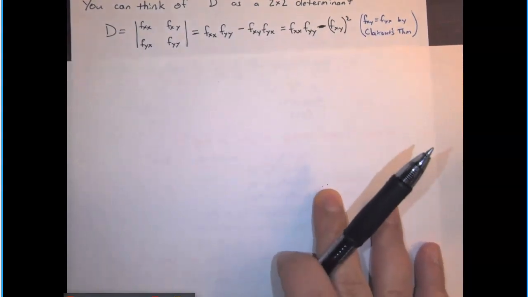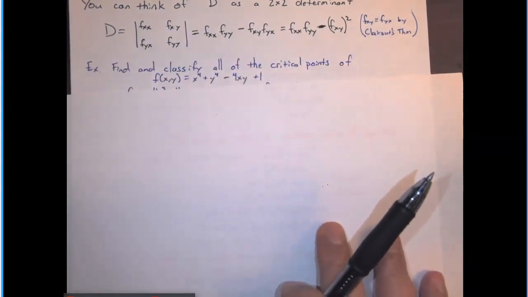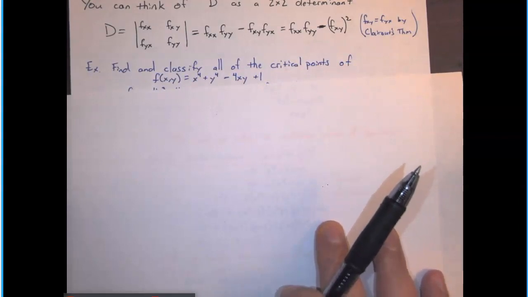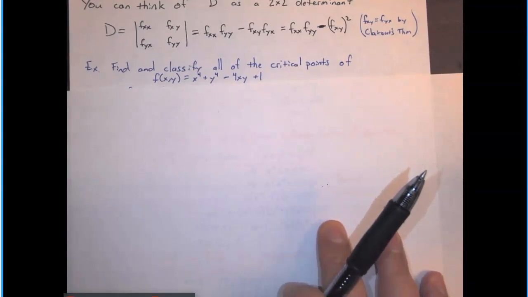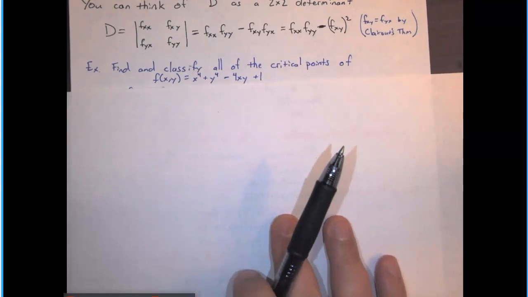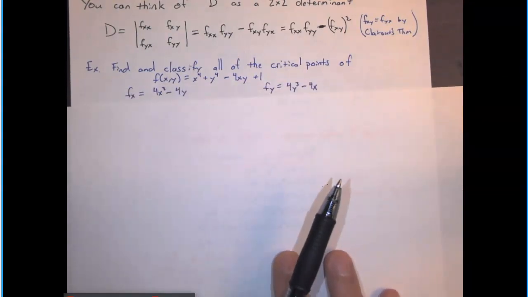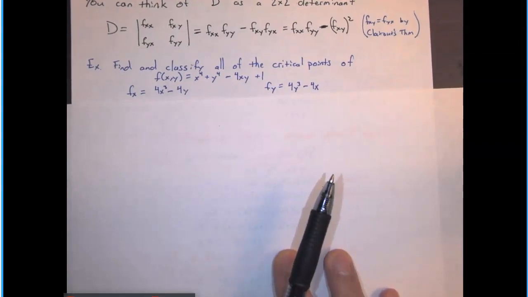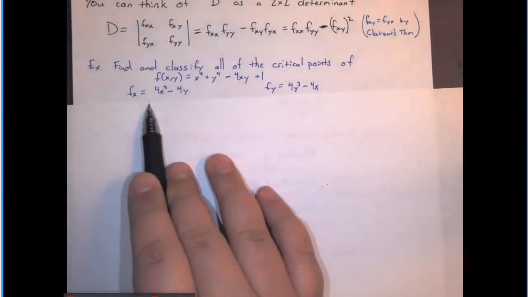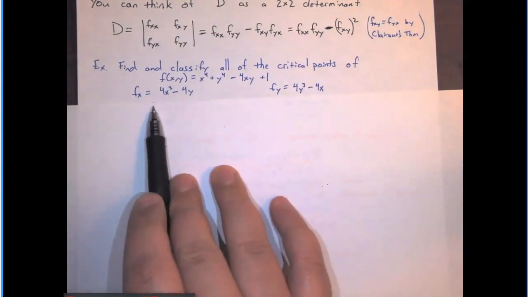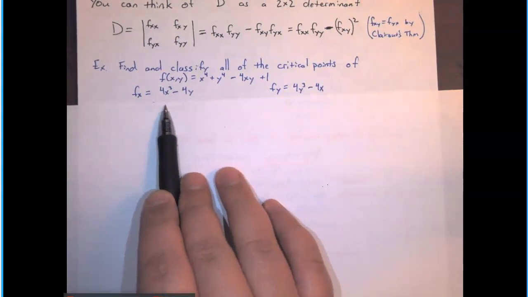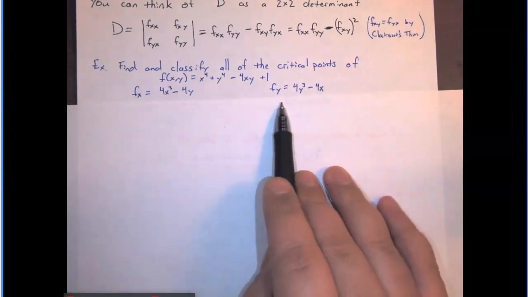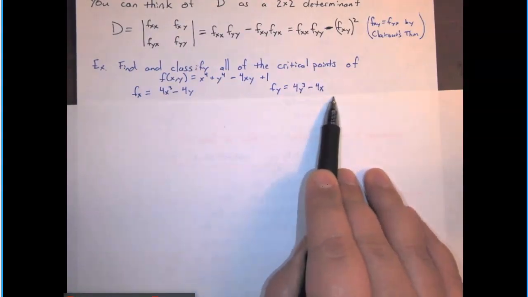Now let's finish this video with another quick example of finding critical points and classifying them. So I have another function here, x to the 4th plus y to the 4th minus 4xy plus 1. If I want to find the critical points, the first thing I need to do is take the first order partial derivatives and see where they're not defined, or set them equal to 0, rather. If I take the first order partial derivatives, the derivative with respect to x, I get 4x cubed minus 4y. The partial derivative with respect to y, I get 4y cubed minus 4x.